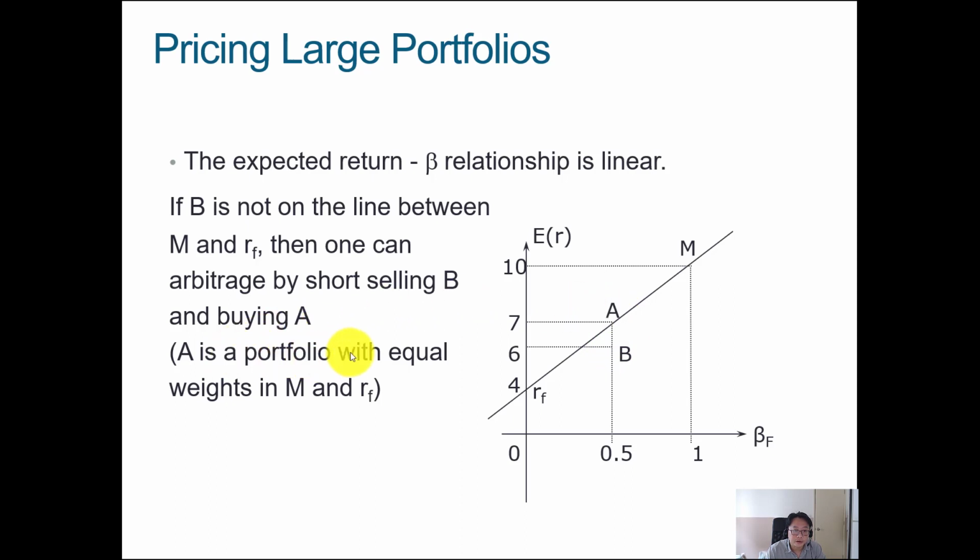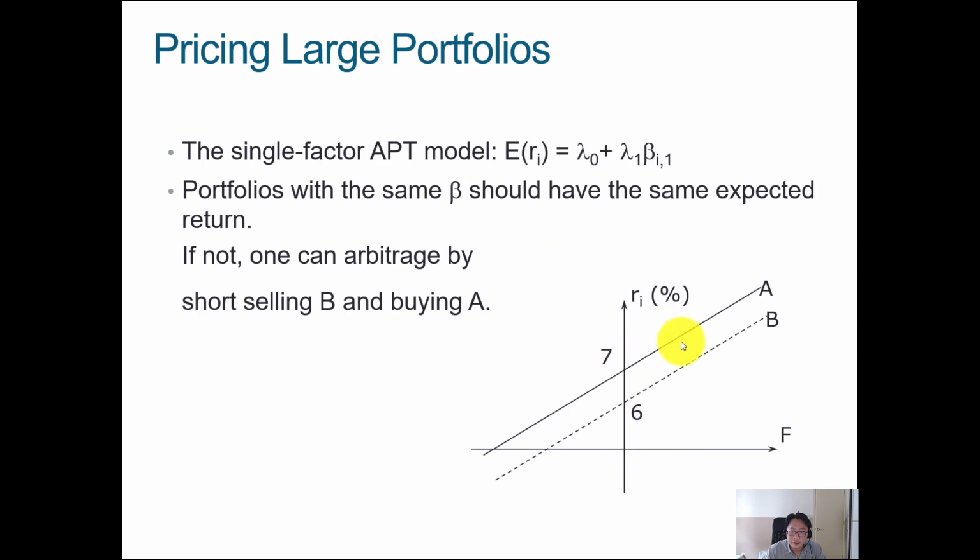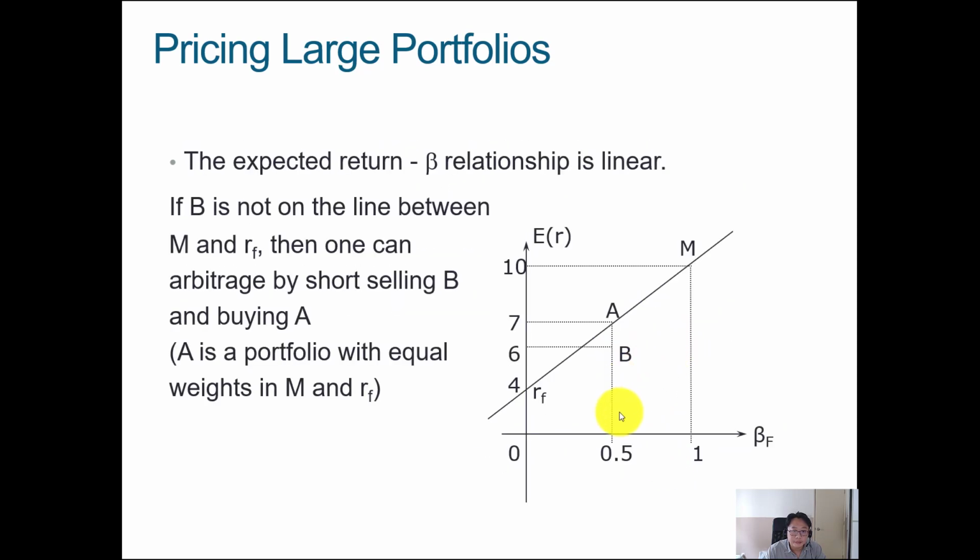Okay, because A is a portfolio of equal weights in M and RF, because we can see it by the 0.5 over here. So this is basically a more graphical representation of what we see over here, to indicate to you that A and B, if they have the same risk exposure, they should have the same expected return. If they do not have the same, where A is having 7 and B is having 6, then we can arbitrage this. Essentially, you could say that one can short sell B and buy A, and make that 1% profit, which is an arbitrage profit.